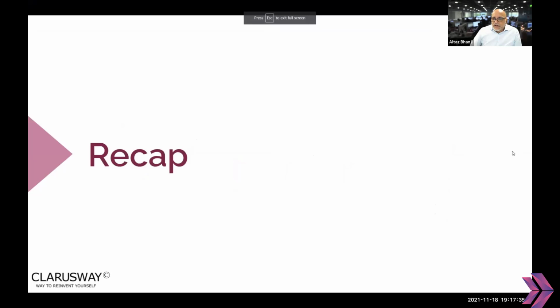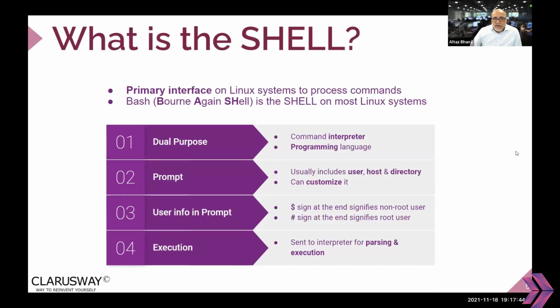So I want to recap a few things in the next 30 minutes or so before we move on to some new material. We've talked about the shell. And again, I just want to emphasize that the bash shell is common in most Linux systems and acts both as an interpreter and a programming language. When you look at the shell, you get a prompt, and we showed how we can customize it by changing the color, the username, host, and directory. And the prompt also shows you whether you're the root user or not.